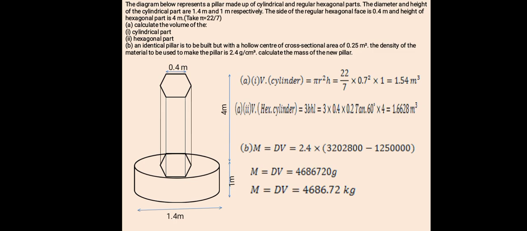And then there's the volume of the hollow. The volume of the hollow part, we have been given the cross-section area as 0.25. So you just multiply by the height. The height of it is 5 meters. So you get 1,250,000. Now, if you solve, you find that the mass is 686.42 kilograms. I've converted the grams to kilograms because we have been told to give the answer in kilograms.